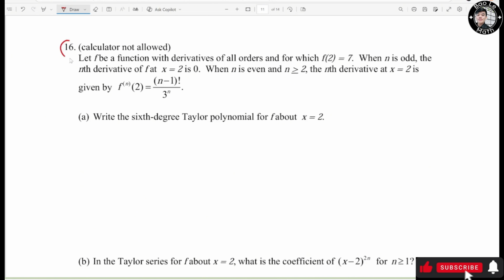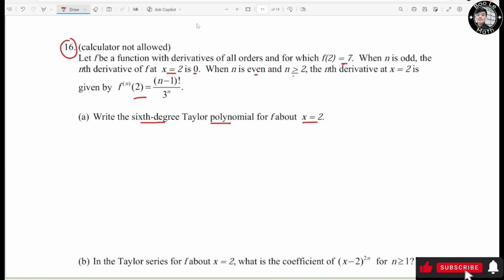Now let's move on to question 16. Let f be a function with derivatives of all orders, and for which f of 2 equals 7. When n is odd, the nth derivative of the function f at x equals 2 is 0. When n is even and n is greater than or equal to 2, the nth derivative at x equals 2 is given by this formula. Question A. Write the 6th-degree Taylor polynomial for the function f about x equals 2.